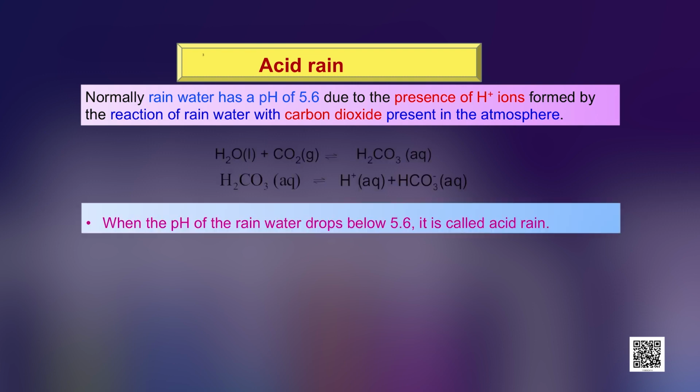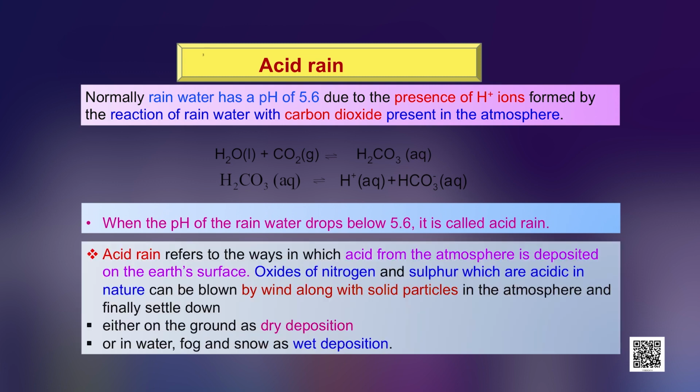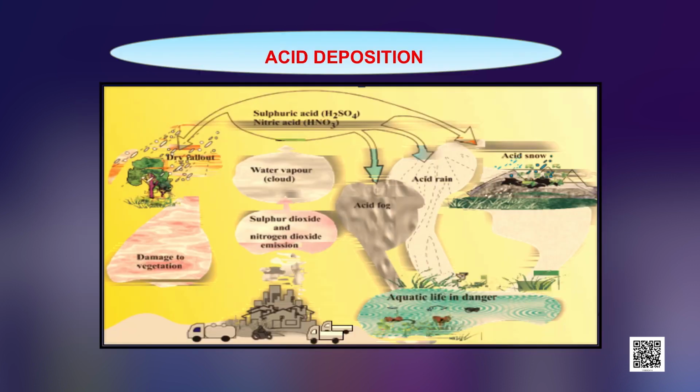When the pH of rainwater drops below 5.6, it is called acid rain. Acid rain refers to the ways in which acid from the atmosphere is deposited on the earth's surface. The oxides of nitrogen and sulfur, which are acidic in nature, can be blown by the wind along with the solid particles in the atmosphere, and finally they settle down either on the ground as dry deposition or in water, fog and snow as wet deposition. You can see this in the figure.